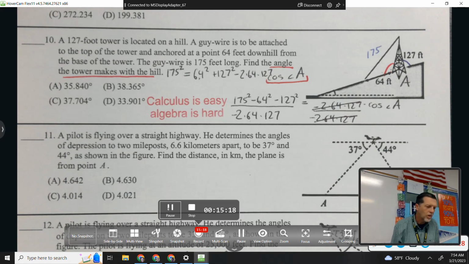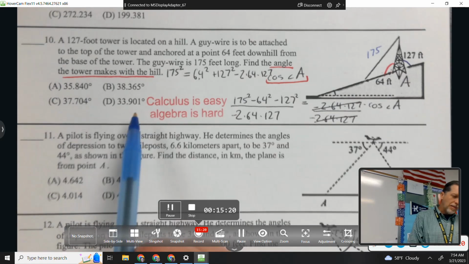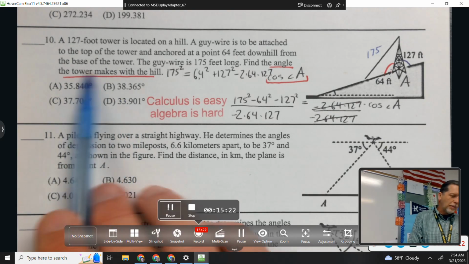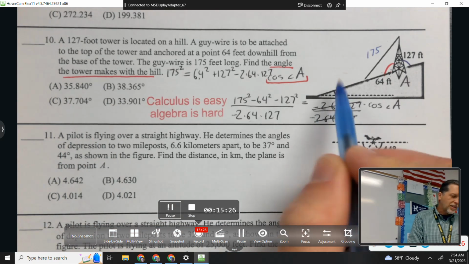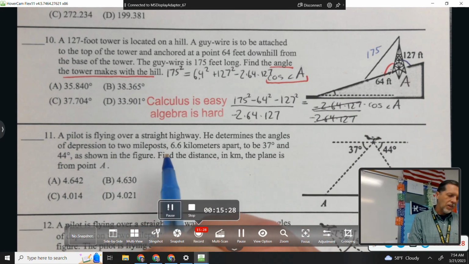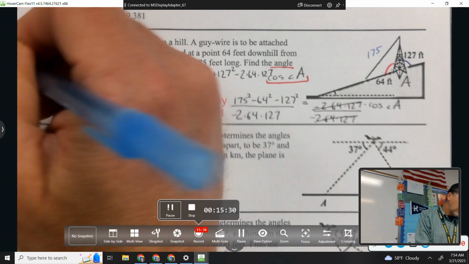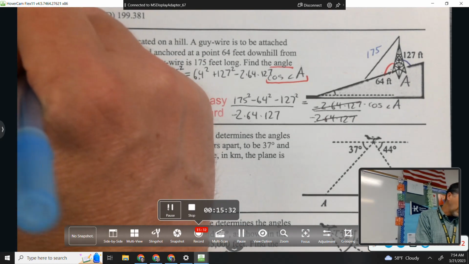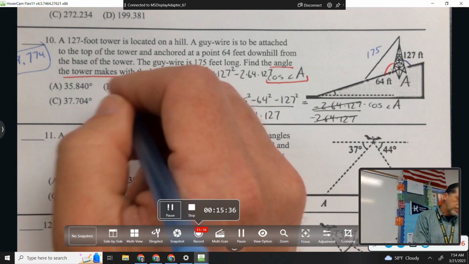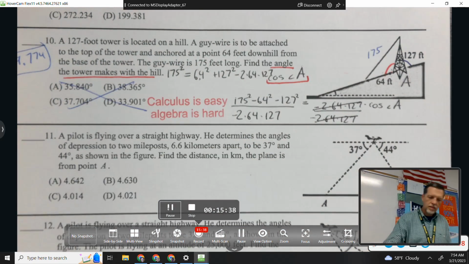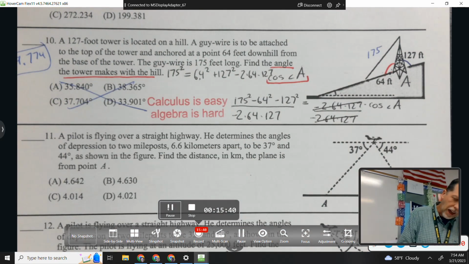So, I'm guessing, like you said, these answer choices are this angle, but that is not the angle the tower makes with the hill. So I'm going to stick with my guns and say that's 129.774. I'm glad I picked that one to look at. The angle the tower makes with the hill. I don't know how else to interpret that.